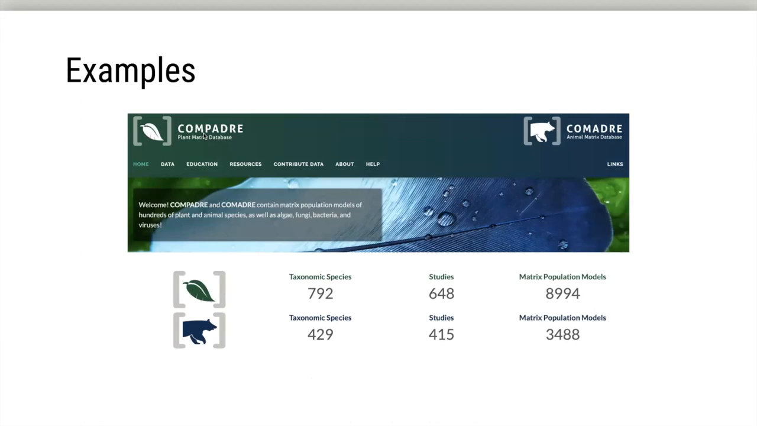So this is the Compadre and Comadre database that was set up by Rob Salguero-Gomez and other people. And it's online, it's free to use, and it's got at the moment about 800 species of plants and about 400 species of animals, for which you can download the transition matrix. The matrix summarizing the life cycle of the population is based on published studies.